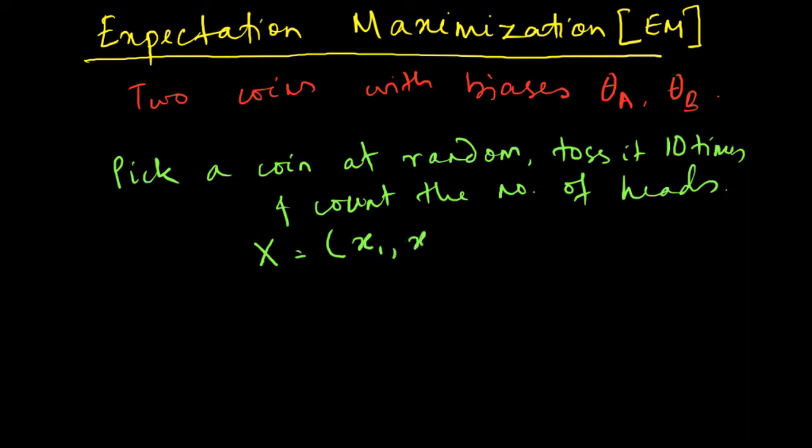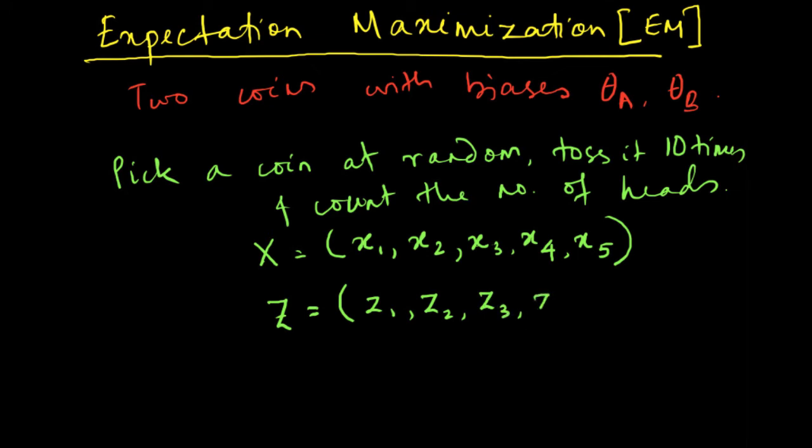Then again you picked up another coin and you did the coin toss 10 times, counted number of heads. That will give you X2. Now let's say you did this process 5 times. So you will have 5 different values for the number of heads. And now let's say your Z is the information that which coin it was. So you have Z1, Z2, Z3, Z4 and Z5, where your X1, X2, X3, X4, X5 are integers which can take values between 0 to 10.